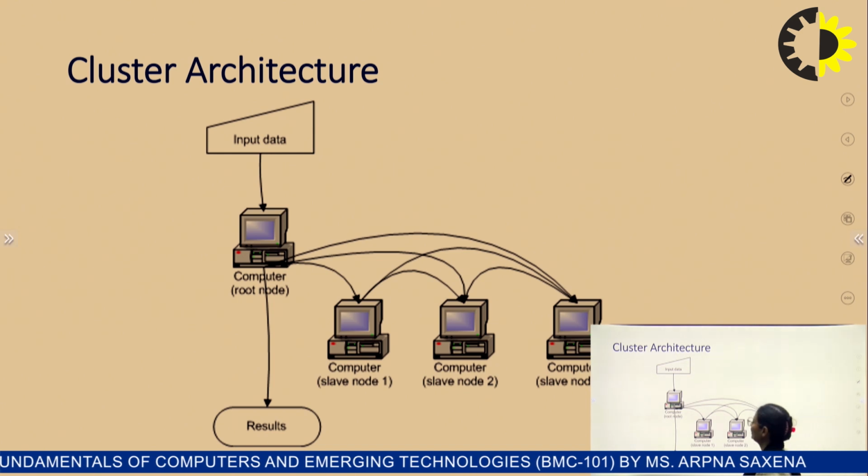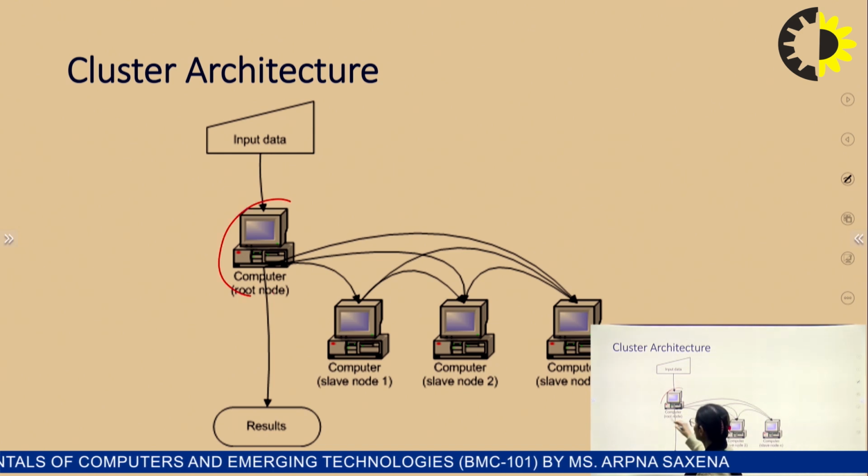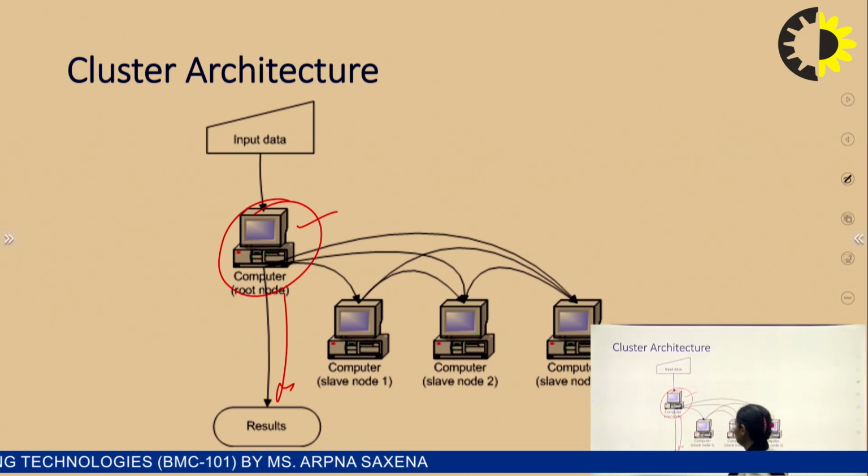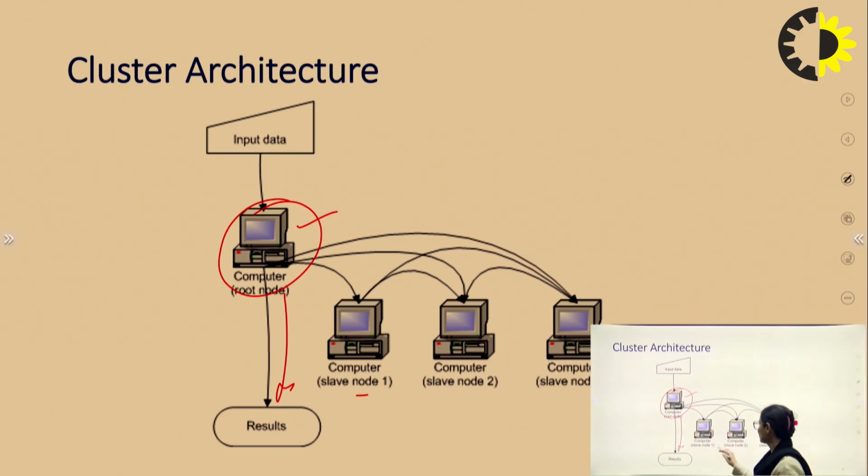Here you could say input data is coming in to one of my systems, the root node. Here the main calculations are going on and the result is produced to the user. This root node distributes the work to the slave nodes, and some of the computation may be going on in this one, another in this one, and this. In this form the clusters solve a problem.